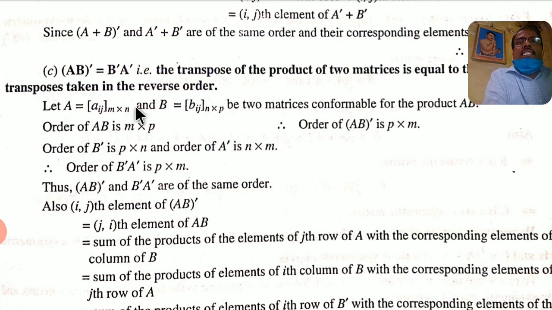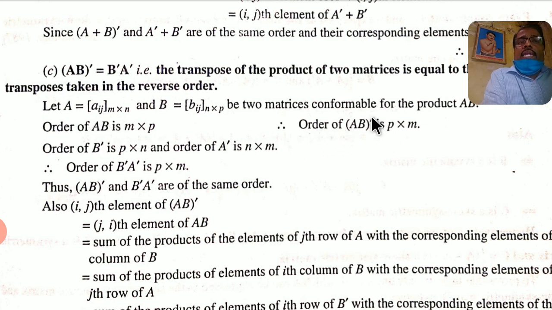If you multiply these two matrices, the n cancels, and the order of AB is m cross P. The order of AB is always m cross P. Next, take the transpose of this AB.